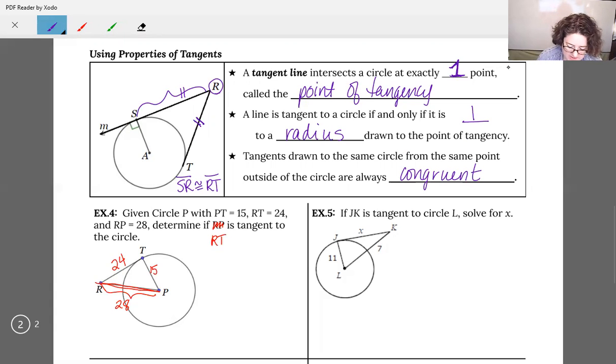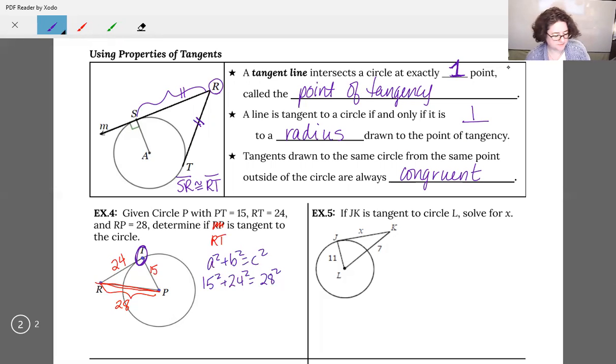So if that was tangent, then which angle would have to be our right angle? Well, that would have to happen at T. So if T is our right angle, then what test do we know for testing whether or not things make right triangles? Well, the Pythagorean Theorem would tell us whether or not that works. And so which side on our triangle would have to be the hypotenuse to put into that C spot? Well, that would have to be 28. So a squared plus b squared equals c squared. We need to test, is 15 squared plus 24 squared equal to 28 squared? And so let's test that out.